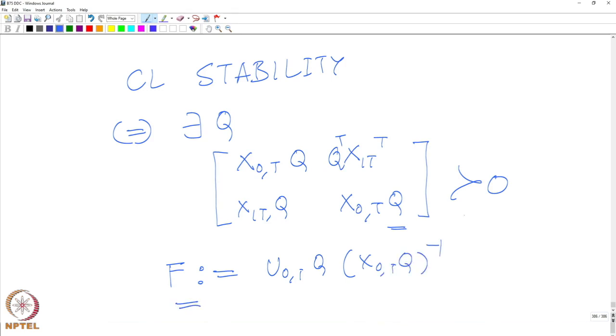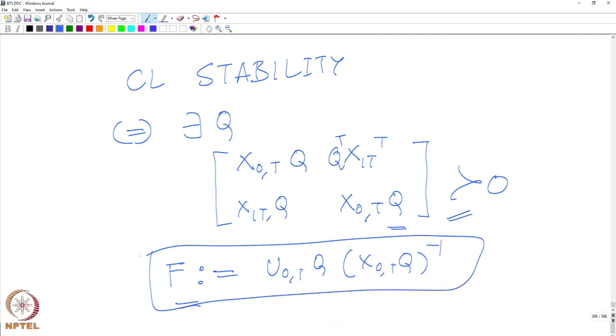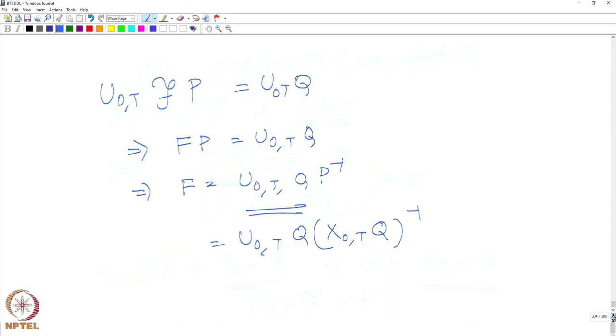So, stable if and only if you can find such a Q, and with that Q define F like this. So, that will be your stabilizing controller. So, stabilization through state feedback is done. Step B, stabilization is done. That's it, and nowhere did we use anything more than the data that we have measured.